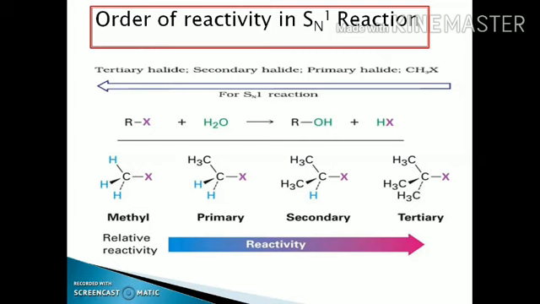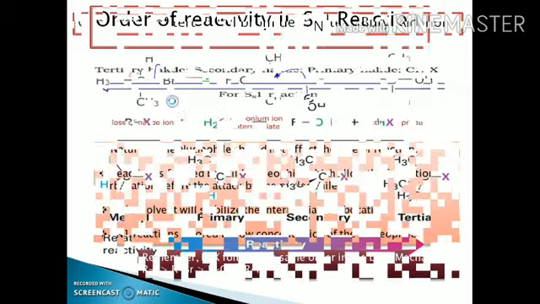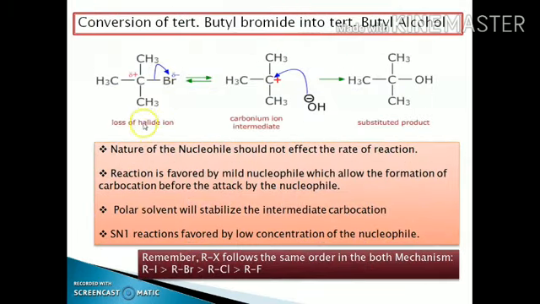As we know, the order of stability of carbocations is: tertiary carbocations are more stable than secondary carbocations, and secondary carbocations are more stable than primary carbocations, which are more stable than the methyl carbocation. The alkyl halide should prefer to undergo nucleophilic substitution reaction 1, based on the SN1 mechanism, converting tertiary butyl bromide into tertiary butyl alcohol via the SN1 mechanism.